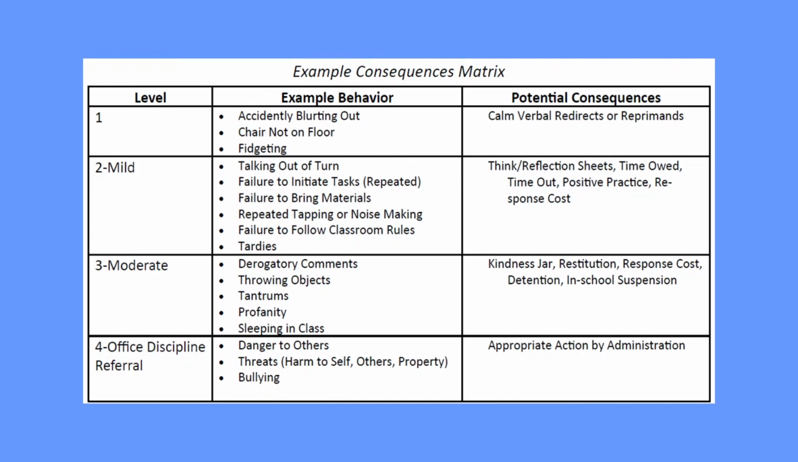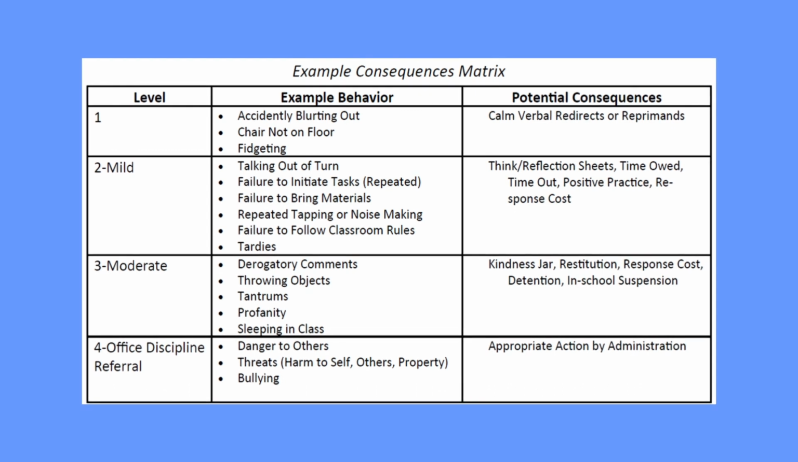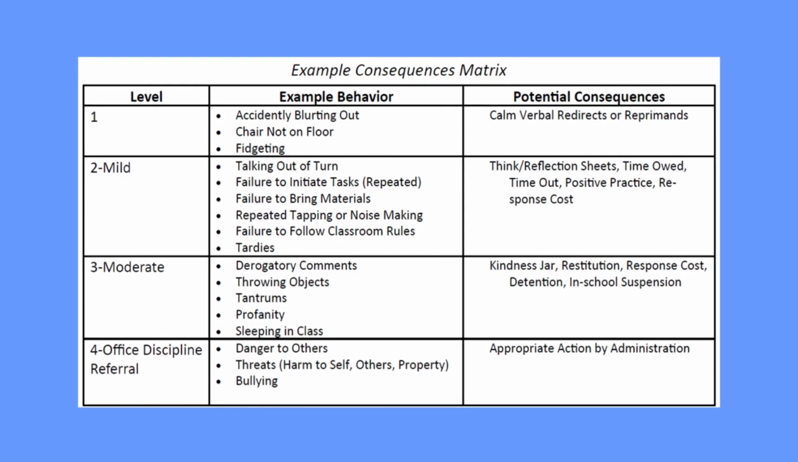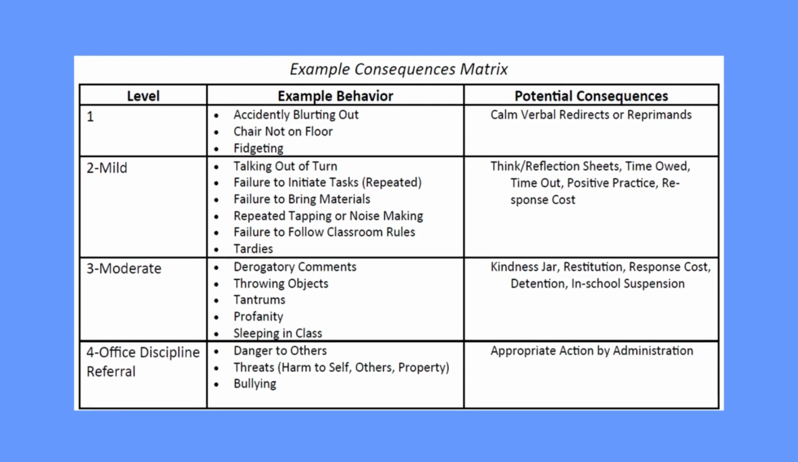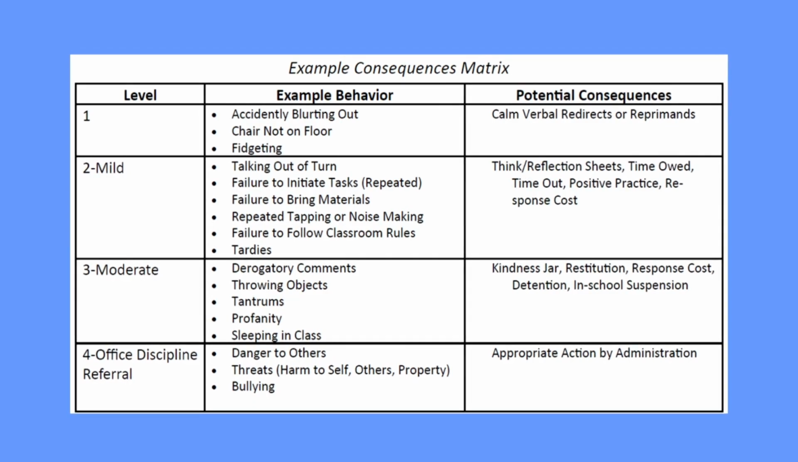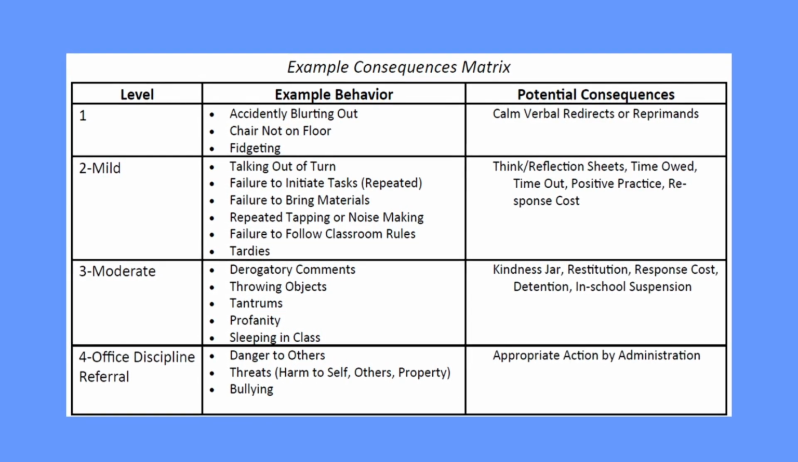So this is an example of a consequence matrix given by Sprick in 2009. Here he was suggesting that the consequences can be at 4 levels: initial level, mild level, moderate level and discipline referral level. For example, a student accidentally blurting out something or disturbing the chairs on the floor or forgetting, then what will you do? What will be the consequence? There will be a calm verbal redirection or repairments.